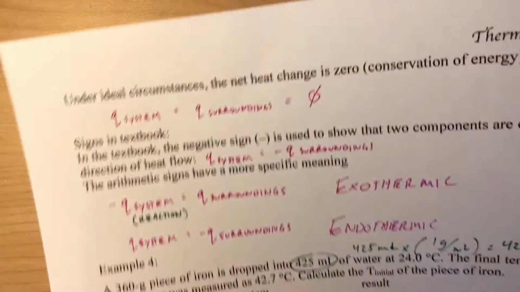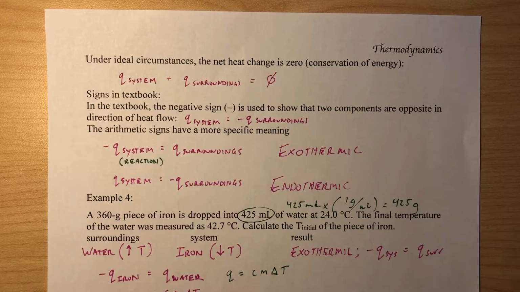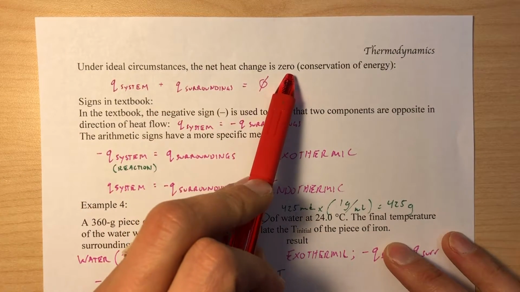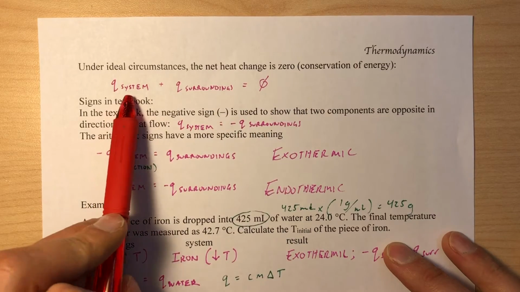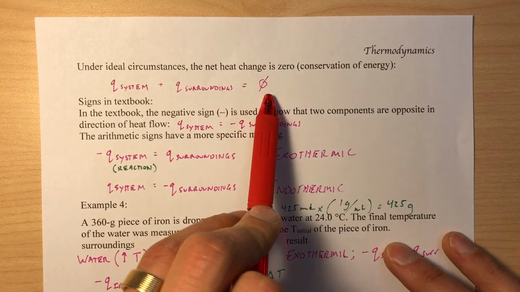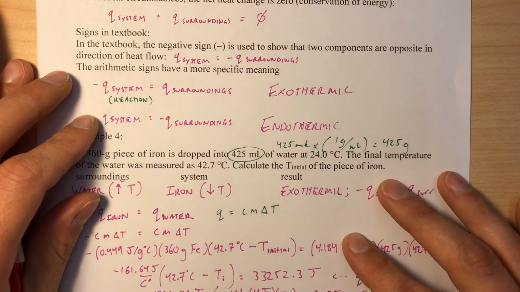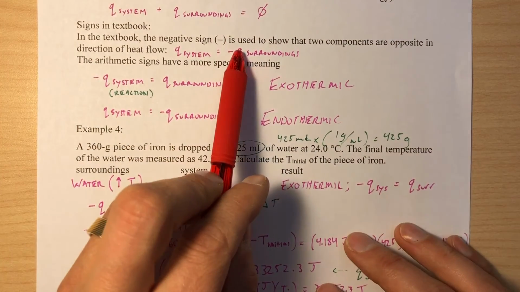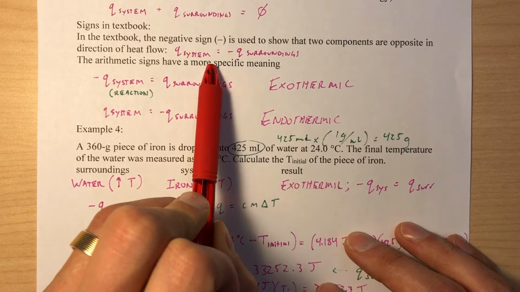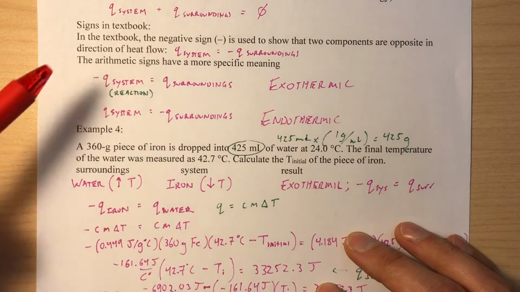So everything is all about heat flow. Under ideal circumstances, the net heat change is zero due to the conservation of energy. So the heat of the system and the heat of the surroundings should be equal to zero. Now, in the textbook, the negative sign is to show that the two components are opposite in the direction of heat flow, and we can actually be a little bit more specific about it.